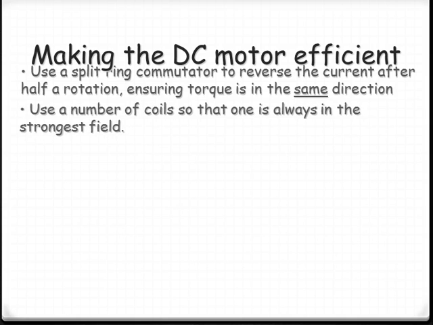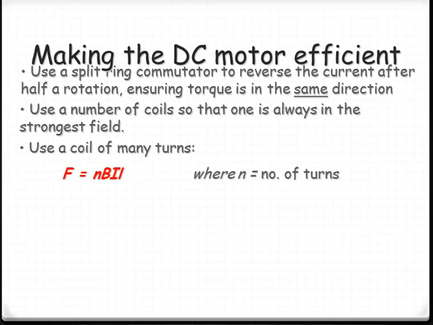Well, if we add more coils, then we have something in the field all the time. So if you have 2 coils at right angles to each other, when one's got no force on it, the other one's got maximum force. We can use a number of turns. A number of turns just means a number of loops within a given coil.